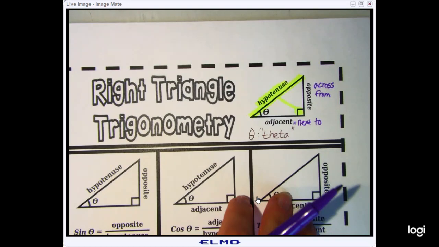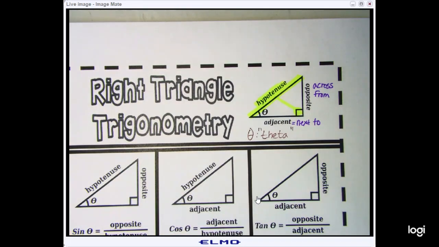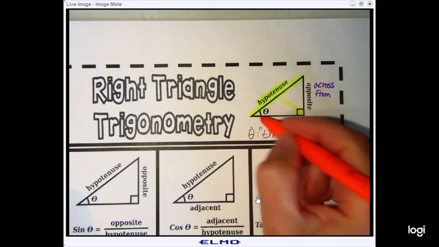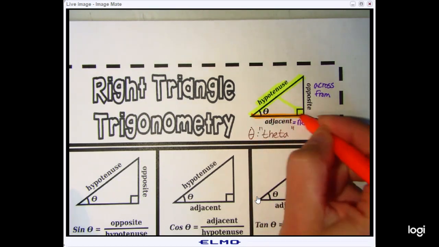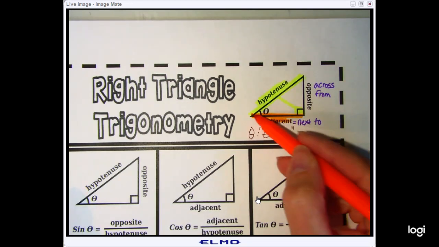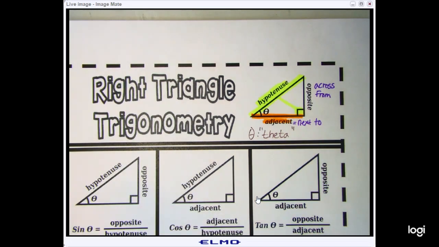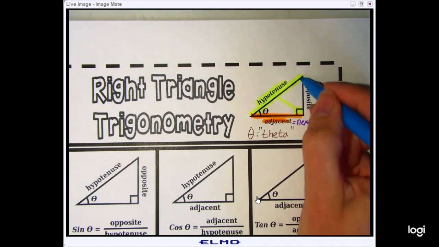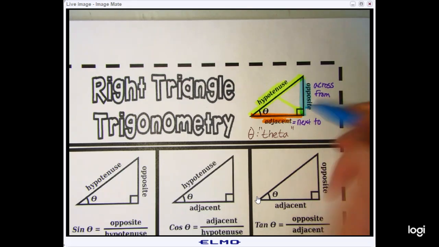And that's why we took time and we labeled it first. So in this case, the side next to our angle theta that is adjacent is right there. In fact, it shares a ray from the angle, a vector. And then the side that is across from theta is our opposite side.